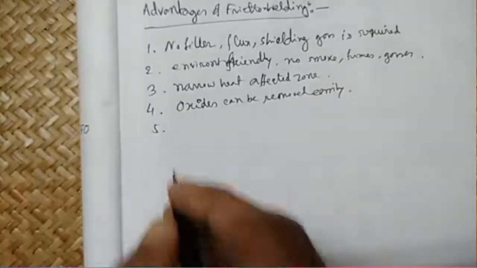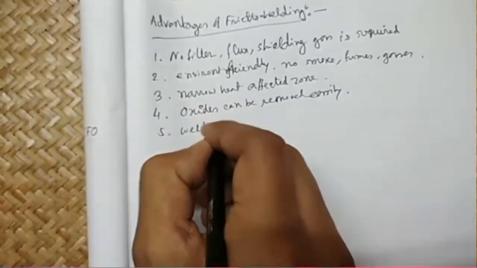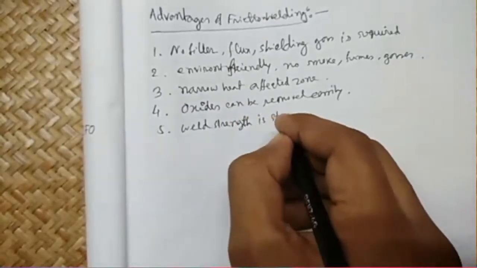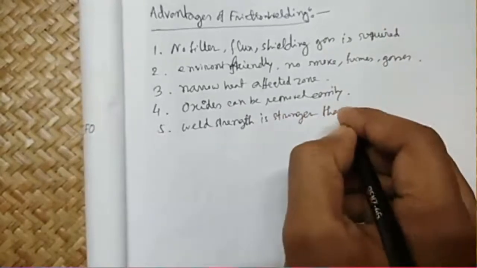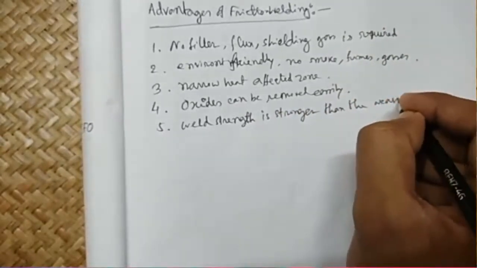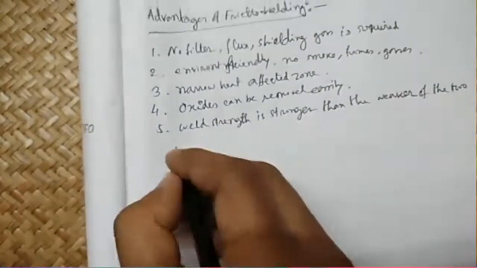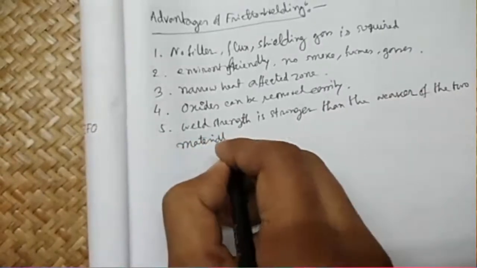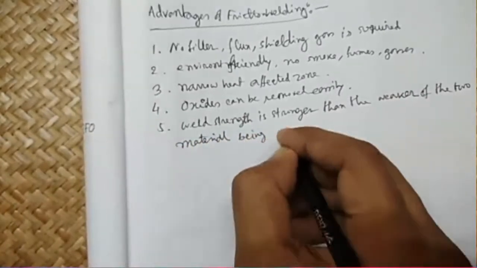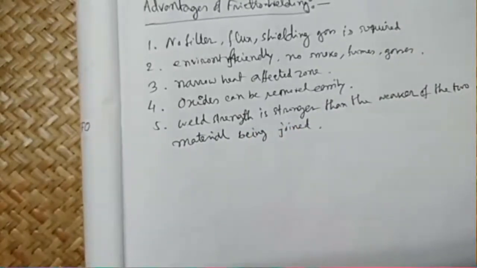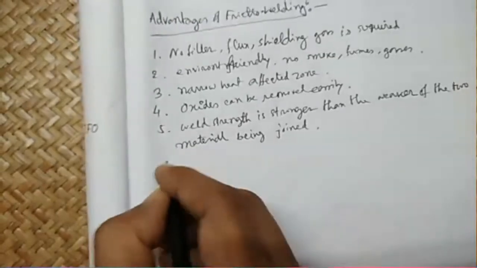Number five, the weld strength is stronger than the weaker of the two materials being joined. So if there are two materials, one weak and another strong, different types of materials, or the same material with different properties, the weld strength will be stronger than the weakest of these two parent materials.